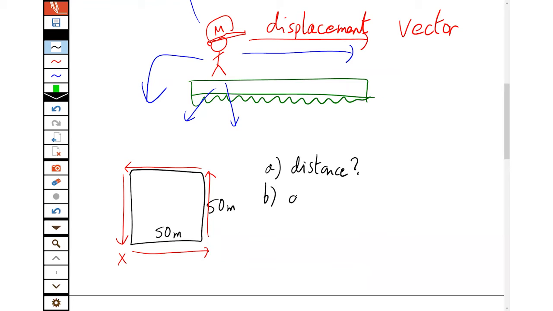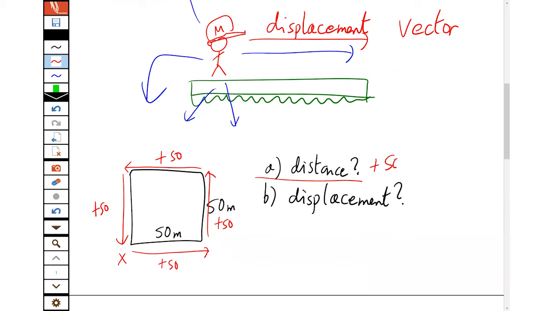And what is the final displacement? And those aren't the same thing. If we first look at the distance, well, we've moved 50 meters and 50 meters and 50 meters and 50 meters, because distance doesn't care about direction. So we've walked 200 meters.